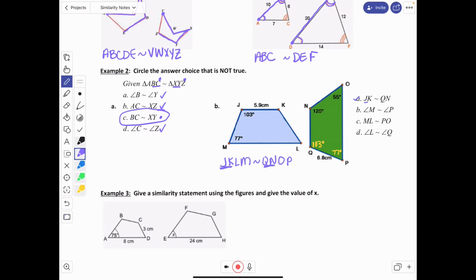So that one is correct. Angle M and angle P, last and last. So we're okay there. ML and PO. Okay, so ML, PO. And that's both, you know, kind of the bottom of the shape. So angle L and angle Q. So notice here is angle L, here is angle Q. One's third and one's first. So that would be the one that's incorrect.